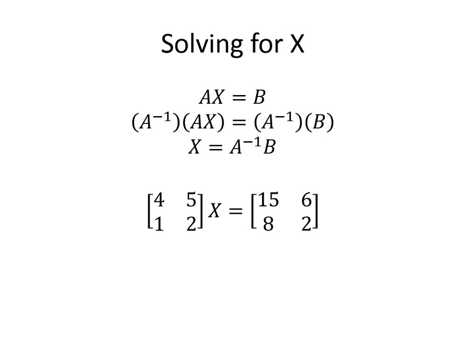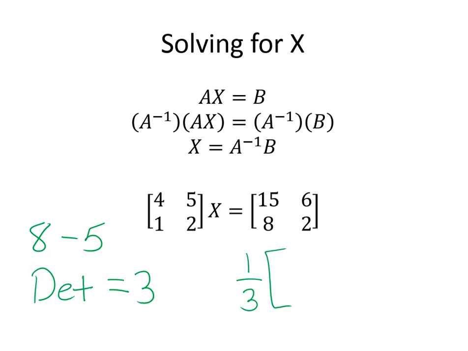So if we look at this one, first thing we want to do is identify, can we find an inverse for A? So we find the determinant. 4 times 2 is 8, minus 5 times 1 is 5. That would get us 3. So our determinant is 3. So right now we know, yes, we can do the inverse. It's going to be 1/3. So our inverse would be 1/3, and then we switch positions, 2, 4, and we put a negative on these, negative 5, negative 1.